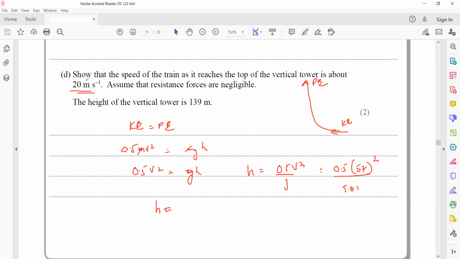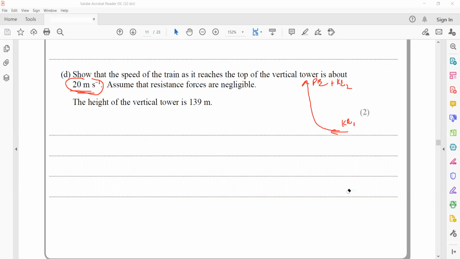one more thing, as you can see in part D, we have to show the speed of the train as it reaches the top. So when it reaches the top, the speed is 20 meters per second. So basically the kinetic energy 1 changes to potential energy plus kinetic energy, because it is still moving, so there must be another kinetic energy.